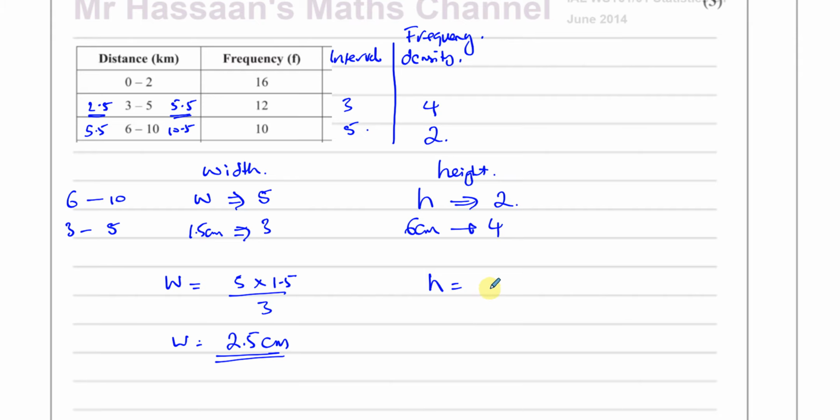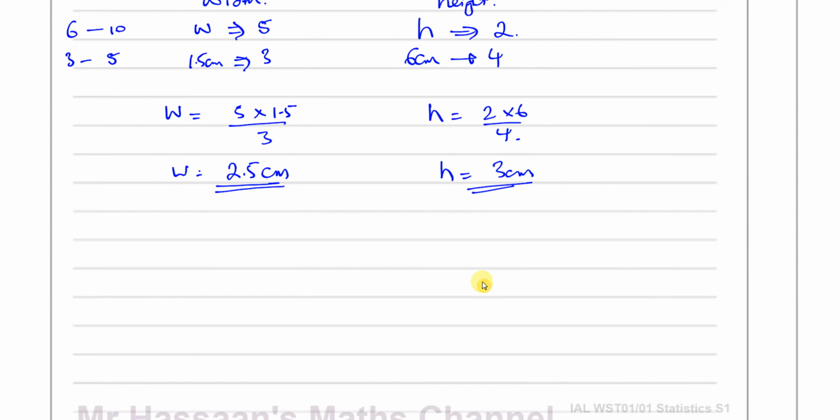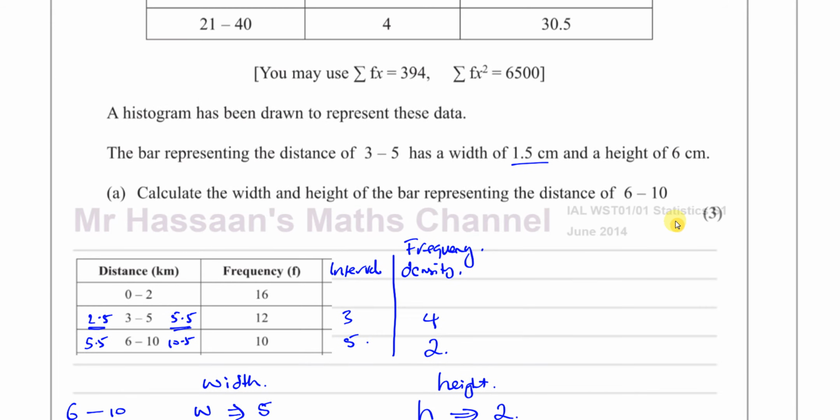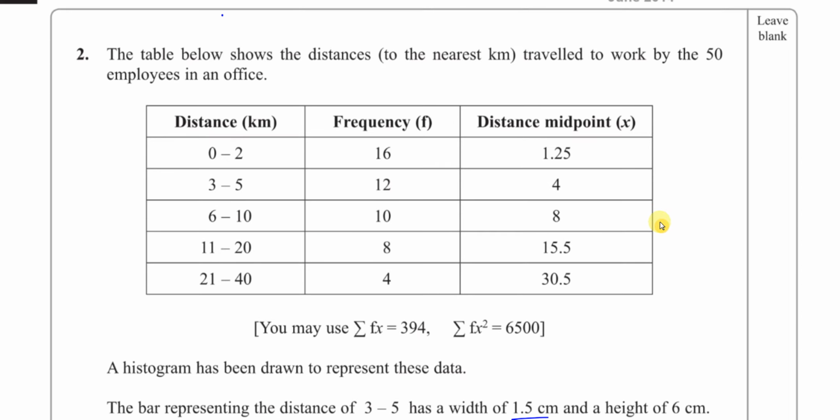We can have 2 times 6 over 4. So the height of the bar is going to be 12 over 4, which is 3 centimeters. So that's the width and the height of our histogram. So we can say that the 6 to 10 bar has a width on the histogram of 2.5 centimeters and a height of 3 centimeters. And there's the answer to part A of the question. Very typical type of question about histograms.